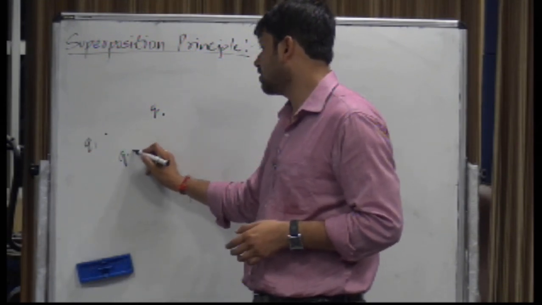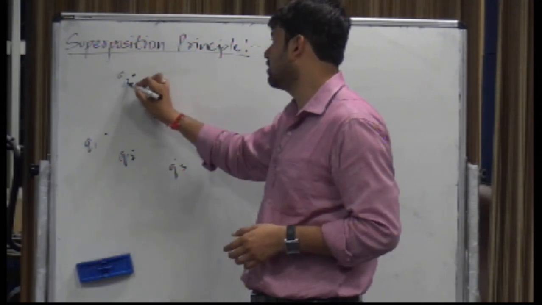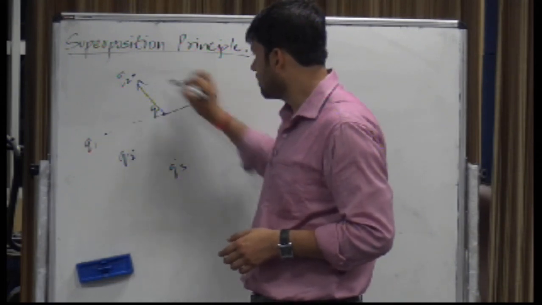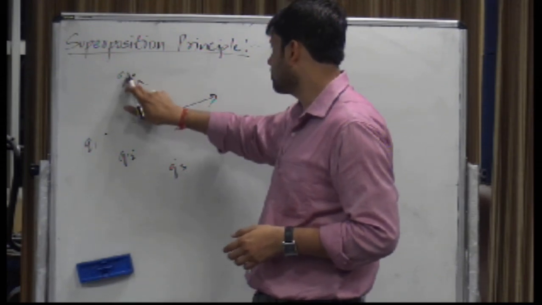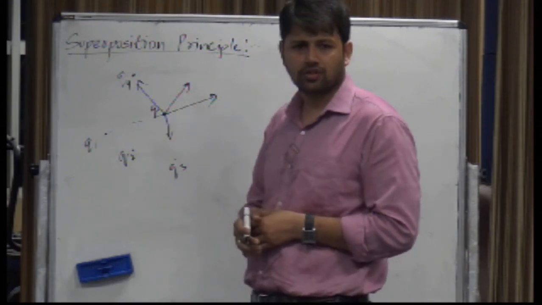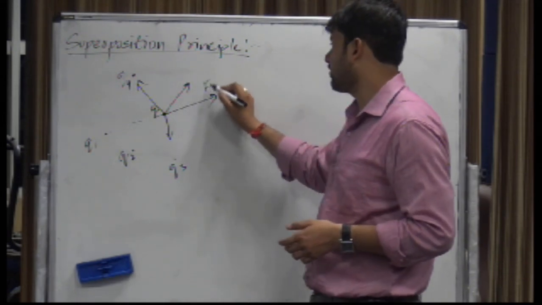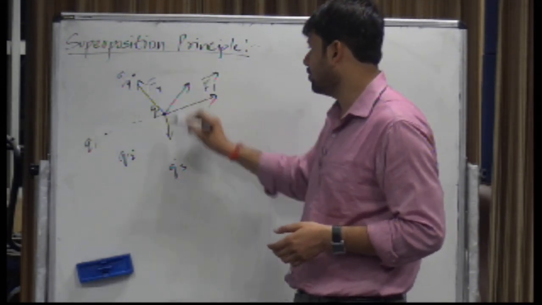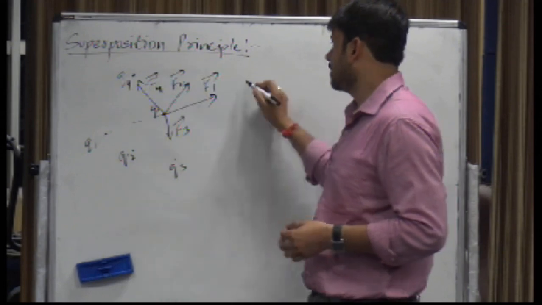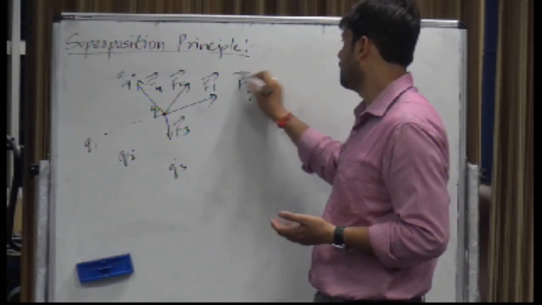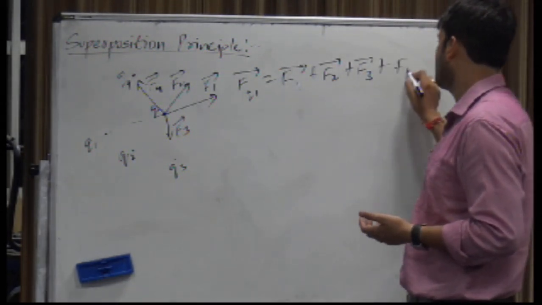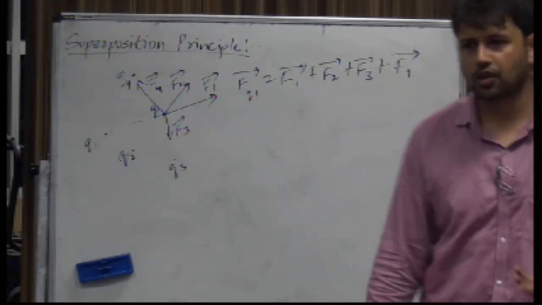So the superposition principle says that, let's say there is one charge q and we have a collection of charges q1, q2, q3, q4. Because of q1 there is repulsion, because of q2 there is attraction. Sorry, q4 should have been there: q4 attraction, repulsion because of q2 and attraction because of q3. Due to q1 let's call it f1 vector, due to q2 f2, due to q3 f3, due to q4 f4, all vectors. So the net force on q is the vector sum of the individual forces because of all the charges.